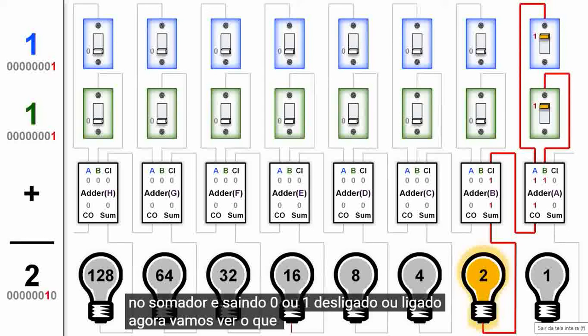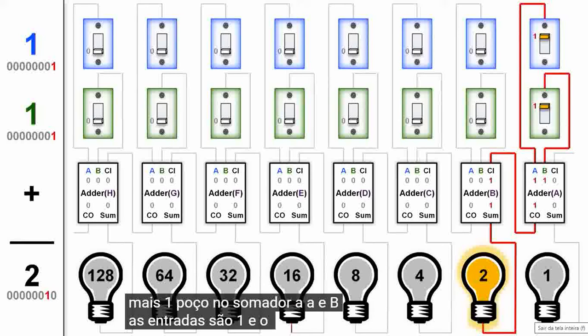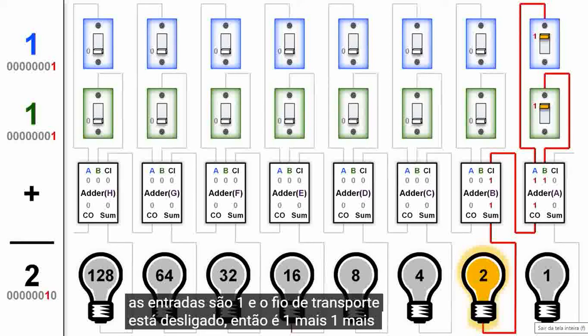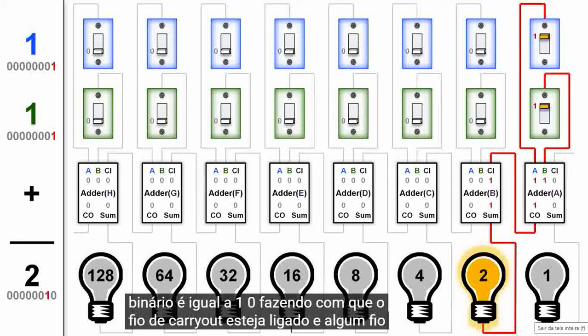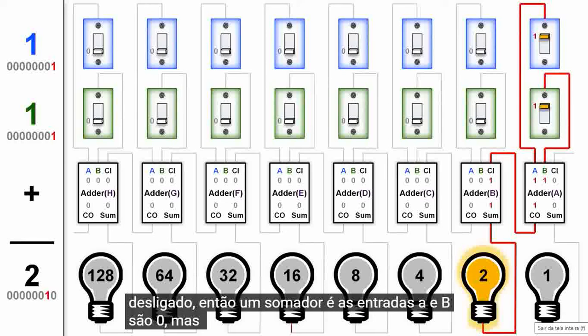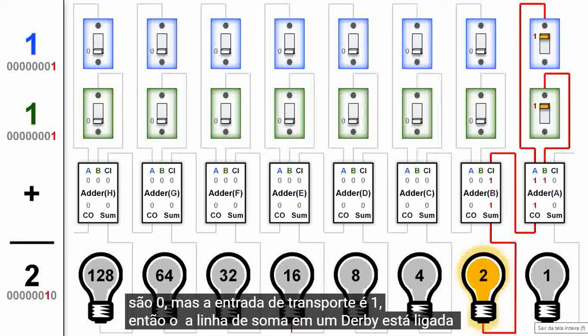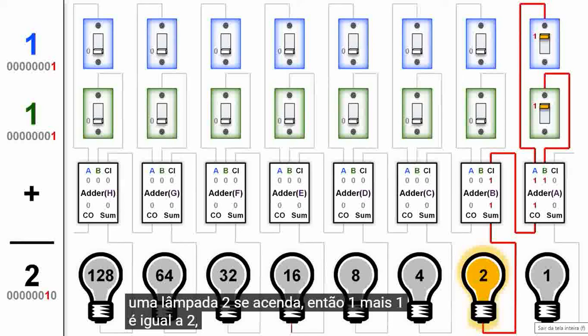Well, in adder A, the A and B inputs are both 1, and the carry-in wire is off. So it's 1 plus 1 plus 0, which in binary equals 1, 0, causing the carry-out wire to be on and the sum wire to be off. So then in adder B, the A and B inputs are 0, but the carry-in input is 1, so the sum line on adder B is on, causing the 2 light bulb to light up. So 1 plus 1 equals 2. You'll begin to see a little bit more about how this works as we do some more examples.